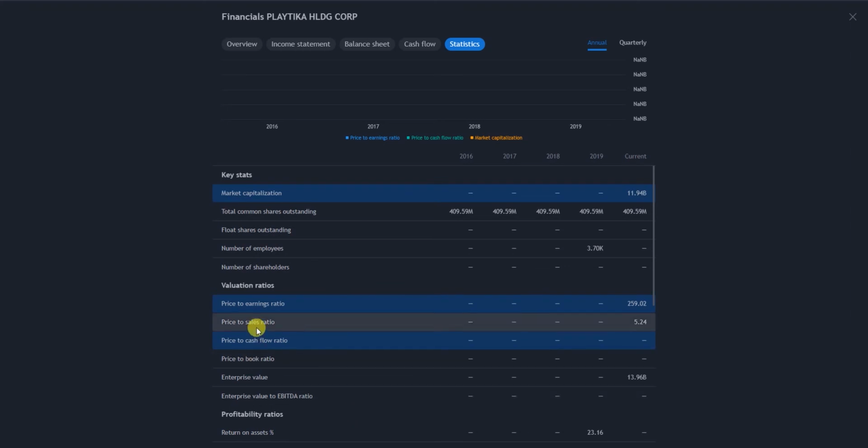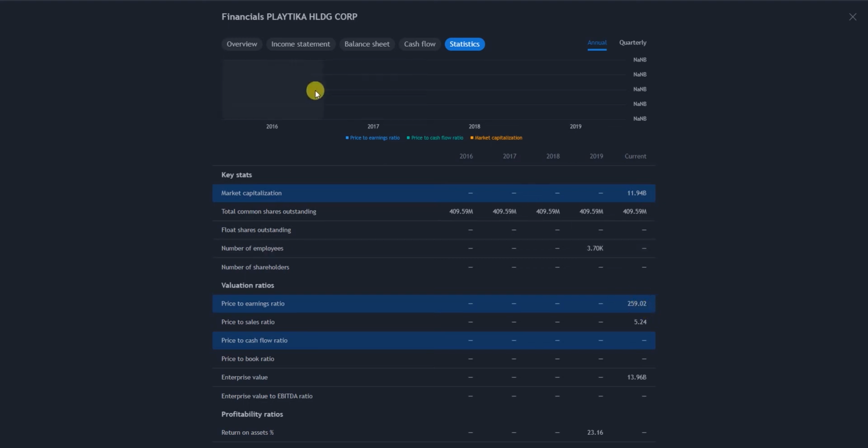Now, the other thing I like to see is their price to earnings ratio. This is high. This is very, very high. I like to have a number between 10 and 20. That's when I know the company is low value, and then I can get in.